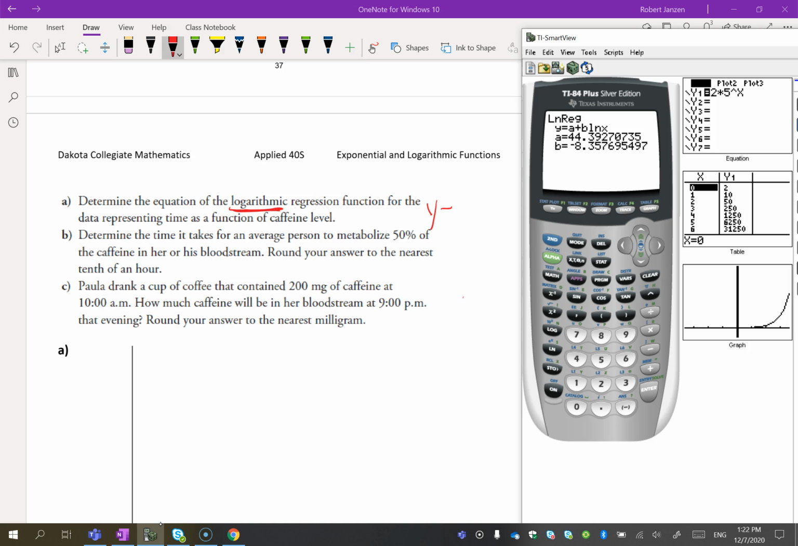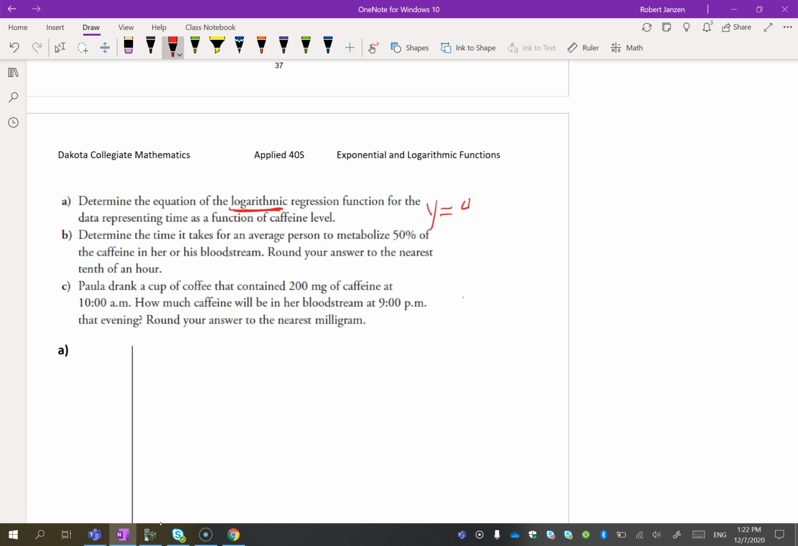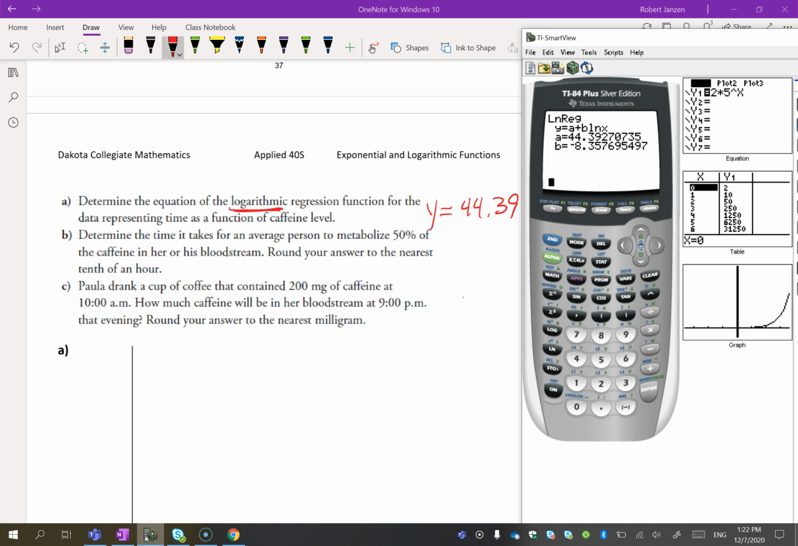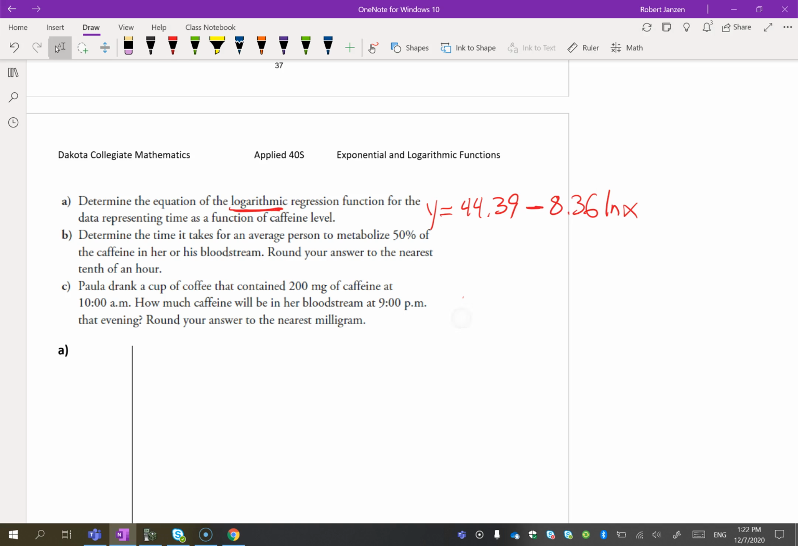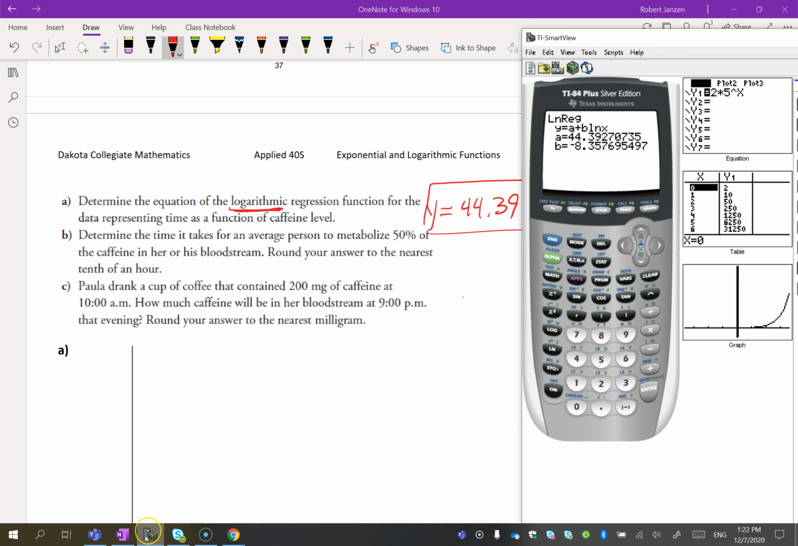So y equals 44.39 minus, because it's plus takeaway, and then it should be 8.36 ln x. Okay, so that's a better equation. Now let's paste it.